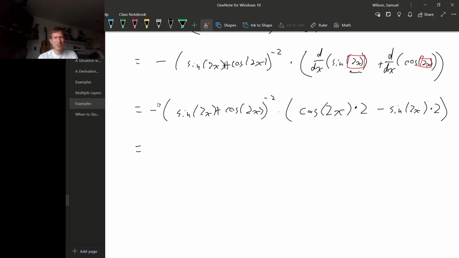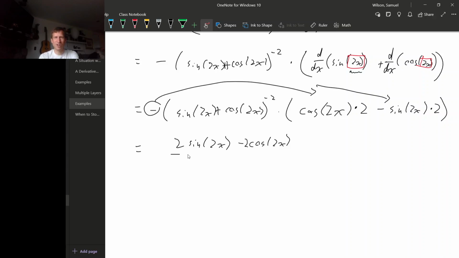So if we wanted to, we could take this minus sign and distribute it over here, so that's going to give us 2 sine 2x minus 2 cosine 2x all over sine 2x plus cosine 2x squared. All right, and finally we're done.